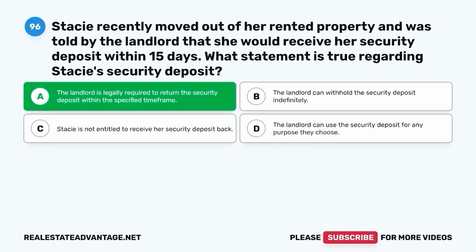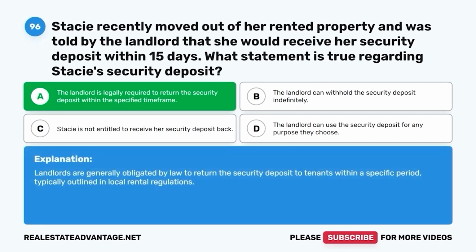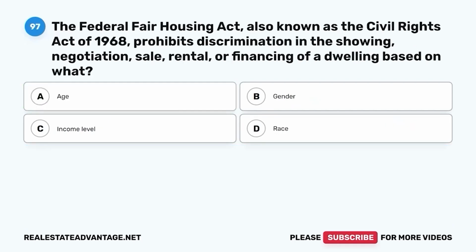The correct answer is A. The landlord is legally required to return the security deposit within the specified time frame. Landlords are generally obligated by law to return the security deposit to tenants within a specific period, typically outlined in local rental regulations.